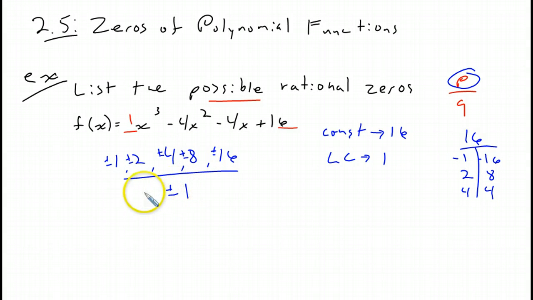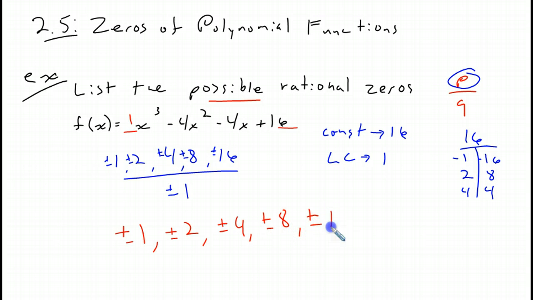In this case it works out pretty nicely because there's only one number on bottom. So our possible rational zeros are plus or minus 1. 2 divided by 1 is 2, so plus or minus 2. 4 divided by 1, so plus or minus 4, plus or minus 8, or plus or minus 16. Those are all the possible rational zeros that you could have for this polynomial.